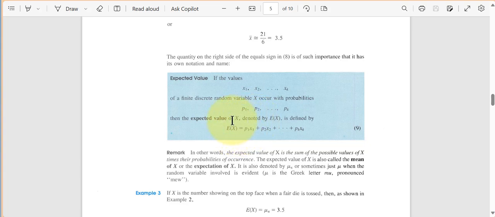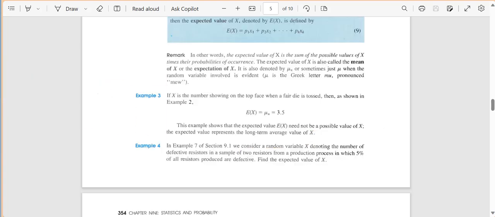Actually, I wrote a sigma here, and I wrote px, or actually I think I wrote xp, but here they're not writing with the sigma. That's the only difference. So let's try that here quickly. It says, if x is the number showing on the top face when a fair die is tossed, then as shown in example 2, the expected value of x.